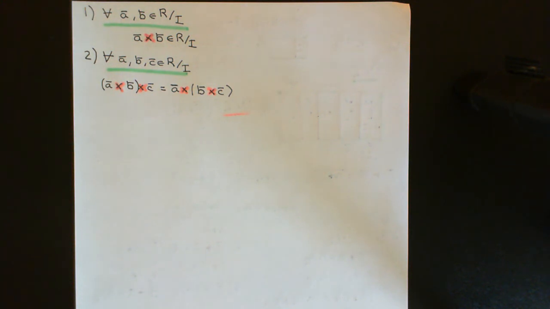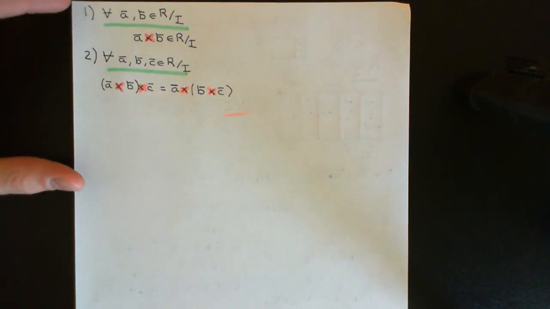Well, it's going to follow because associativity holds for multiplication in the initial ring. Exactly the same as the reason associativity held true for addition on the quotient ring, which came from the fact that associativity held true for addition on the initial ring. So how are we going to do this?